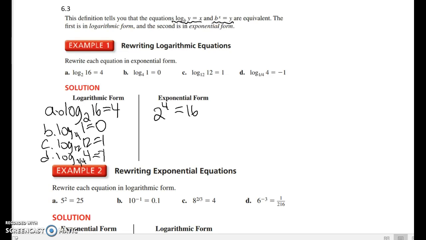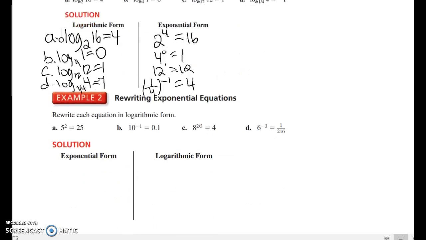So for part B, I have 4 to the 0 power equals 1. Part C, I have 12 to the 1st power equals what? 12. I have 1/4. I'm going to put that in parentheses since it's a fraction, to the negative 1 power equals 4.